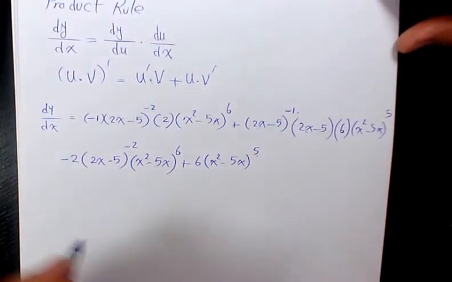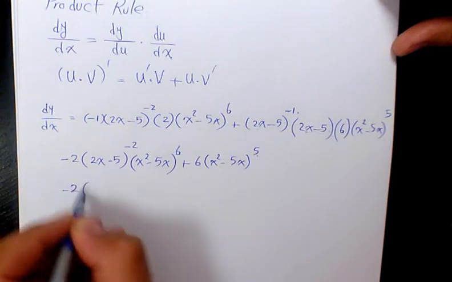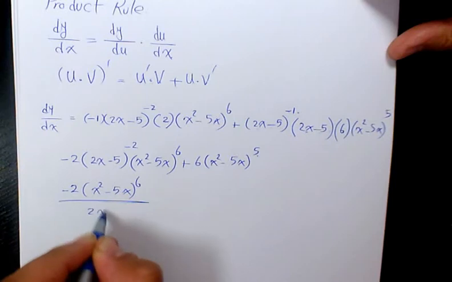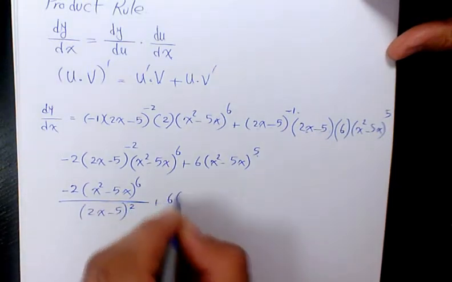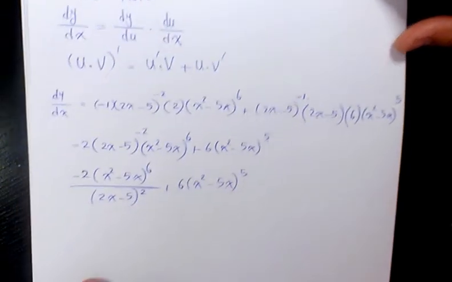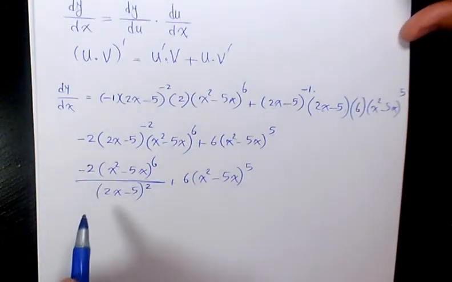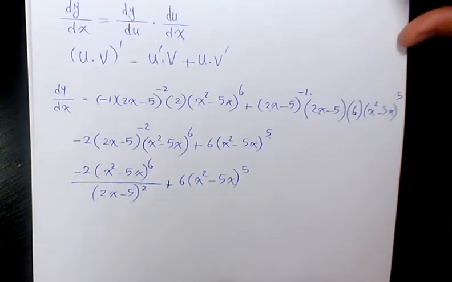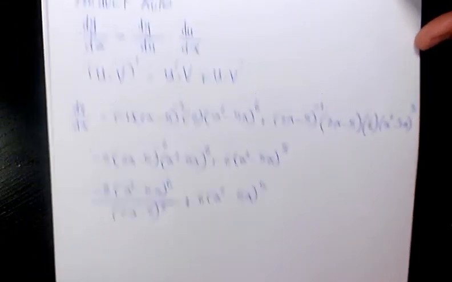So that will be negative 2 (x^2 - 5x)^6 divided by (2x - 5)^2, plus 6 times (x^2 - 5x)^5. What we can do here, we can leave it like that. That's the most simplified form of the answer. So that's the final answer.